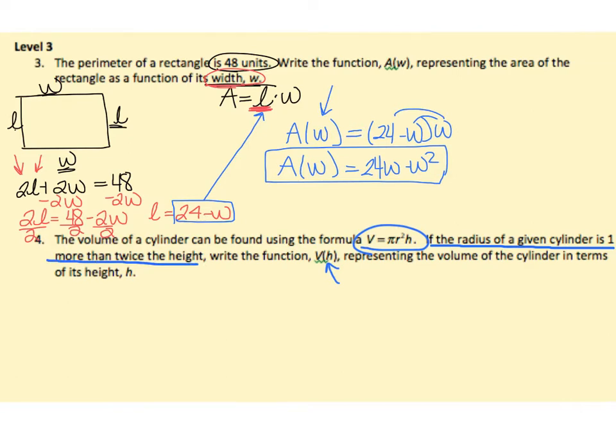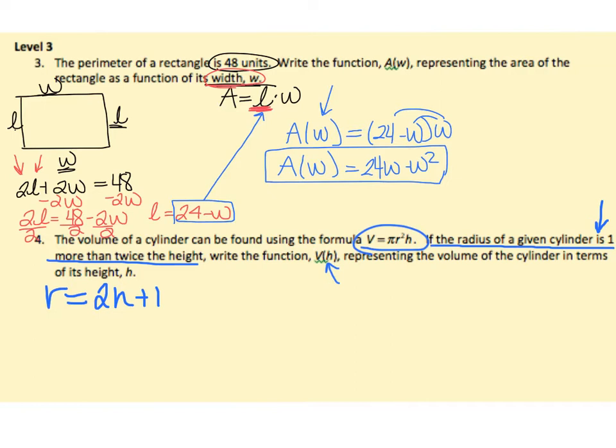Here's a piece of information that I can write a second equation for, so I can get rid of that r in that volume formula. So it says, if the radius of a given cylinder is 1 more than twice the height. So remember this important word in math, this word is, that means equals. So the radius, we're going to use r, is, means equals, 1 more than twice the height. Well, 1 more means an additional 1, so we're going to add 1 to twice the height. So 2 times h, and h will represent the height, plus 1. You could have also said 1 plus 2h. That would have meant the same thing.